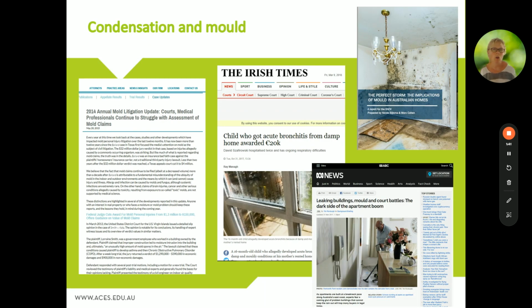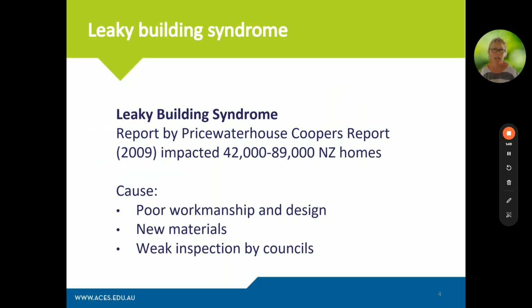Now, there's been a lot of information about the devastating impacts of mould on human health and of course litigation that has currently ensued. And of course the changes in the New Zealand Building Act in 1991, which really relaxed laws that became more self-regulated, resulted in horrific leaky buildings that impacted between 42,000 and 89,000 New Zealand homes.